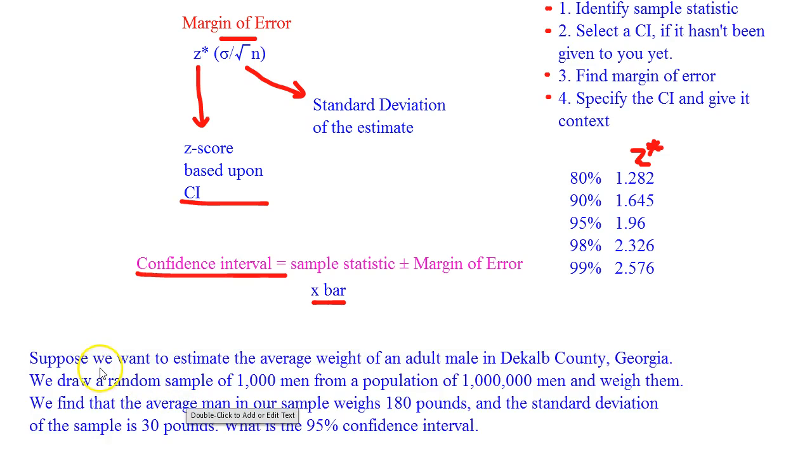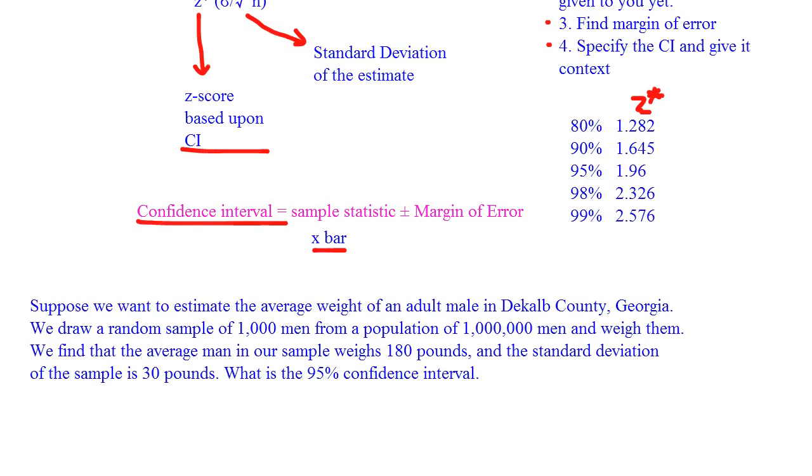Suppose we want to estimate the average weight of an adult male in DeKalb County, Georgia. We draw a random sample of 1,000 men from a population of 100,000 men and weigh them. We find that the average man in our sample weighs 180 pounds, and the standard deviation of that sample is 30 pounds. What is the 95% confidence interval?